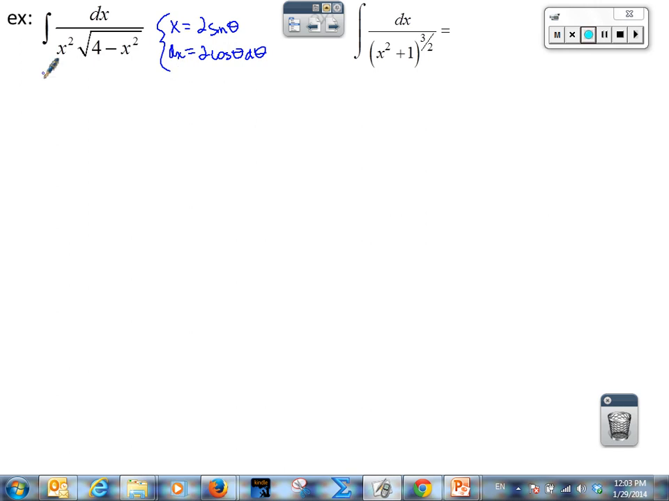So let's rewrite. And these problems need just a little bit of room. They take a little bit of room to work. So let's rewrite. We're going to replace the dx.